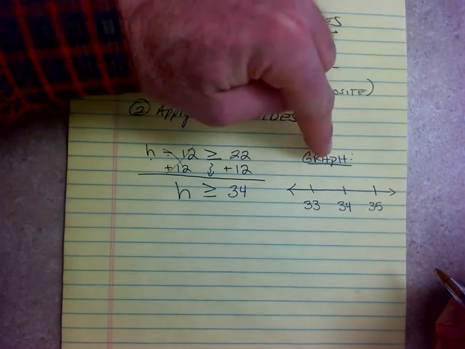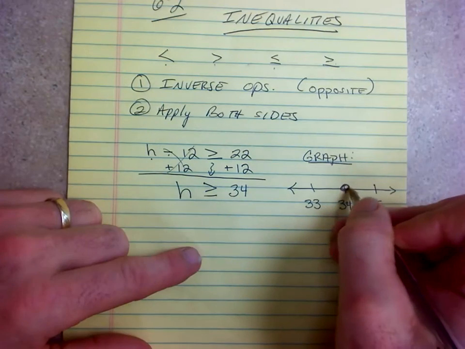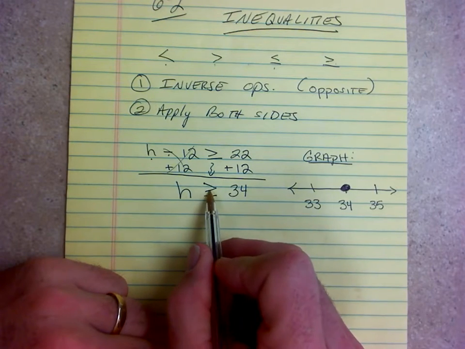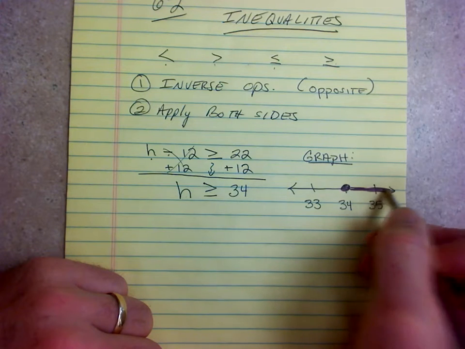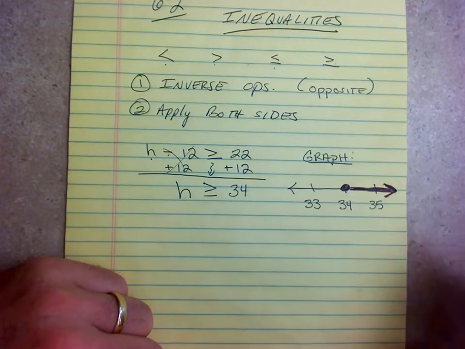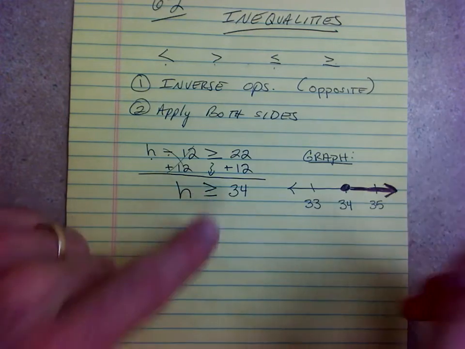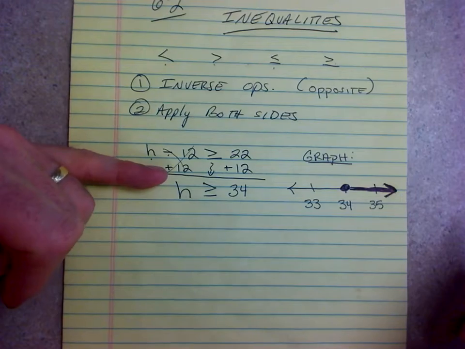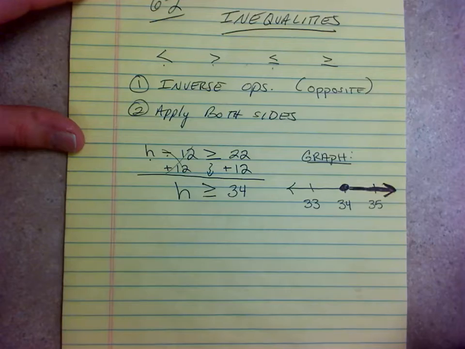Now we've got a number line so that we can graph. h equals 34, so we're going to put a dot there because it equals 34. Now h has to also be greater than 34, so that would be all the values to the right of 34. So we are going to shade that half of the number line. We're going to make it bold, and represent that all of the numbers greater than 34 go to the right. Basically the steps from yesterday are very, very similar. The add-on today is the graphing part.